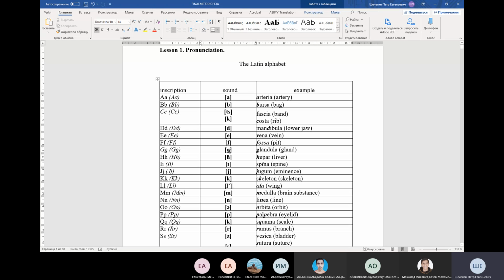Next consonant is F, giving a sound of F, no extra rules applied. The pit will be a fossa. Fossa. Correct.